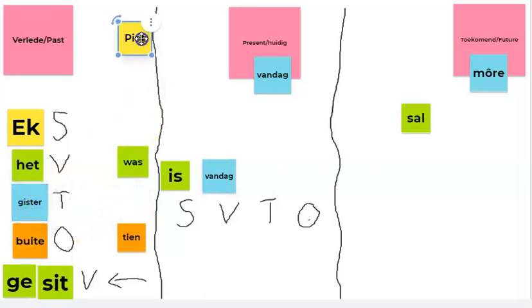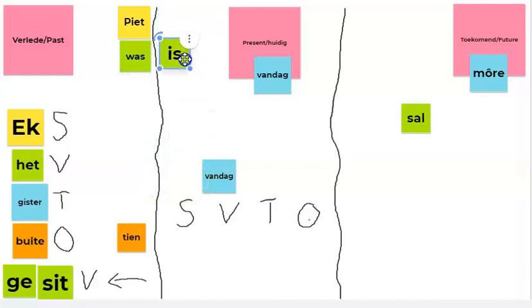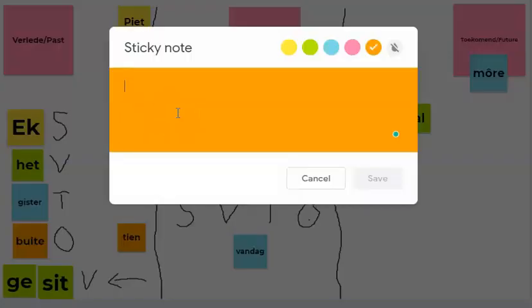I'm going to put Piet up here at the top. We could perhaps use him a little bit later. But remember, was always goes there. Is is also one of those words that have to stay there, and vandag will always stay there. So let's just do one more sentence. Perhaps that will help you. And then after I'm done with that, I will stop the video and you can watch the next one. All right. So let's quickly look at another sentence, just so that you can see it's actually not that difficult.